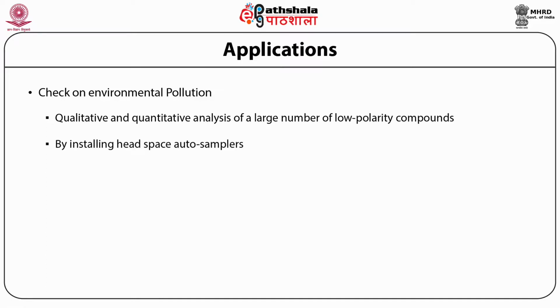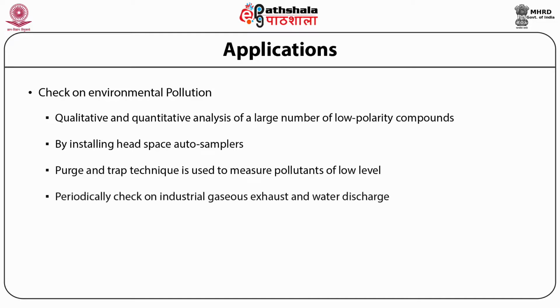Headspace autosamplers can directly extract samples from inhospitable emission stacks of industrial plants. The purge and trap technique is used to measure pollutants at low levels, wherein it separates the volatile organic compounds from the matrix. Gas streams from the industries are analyzed periodically to check the release of any pollutants into the open air.